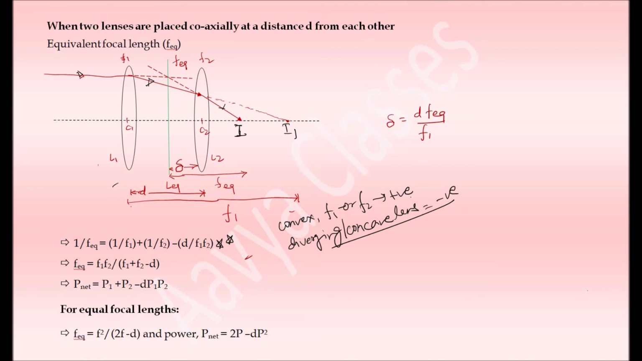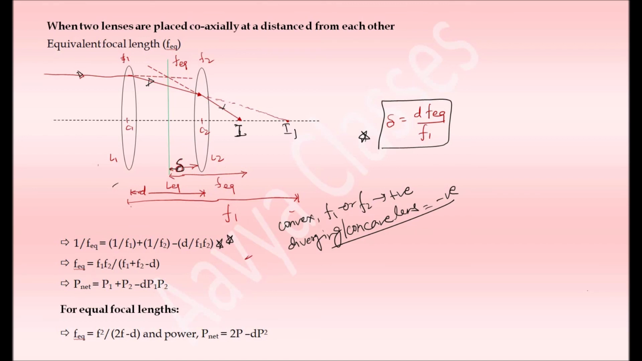So what will be the position of that lens? The position of that lens will be decided from this second lens L2, and we denote it by the term delta. So delta is equal to d f equivalent by f1, and this is also a very important formula, that the distance of the equivalent lens from the second lens is given by d f equivalent divided by f1.